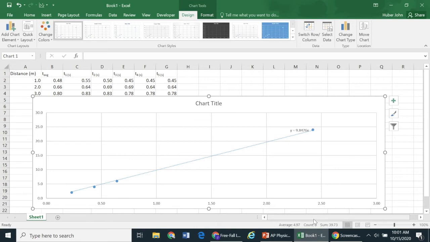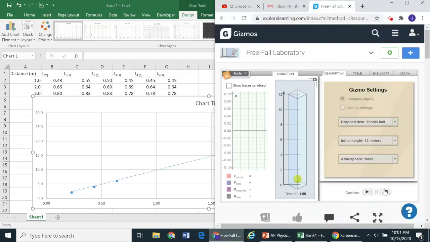And so usually in a normal experiment where you're actually using a stopwatch, your reaction time cancels out because you're late starting the clock, but you're also late stopping the clock. Now, as was the case for this experiment, because they started the clock for you when you hit the play button, the fact that I was too late made all of my times too big.